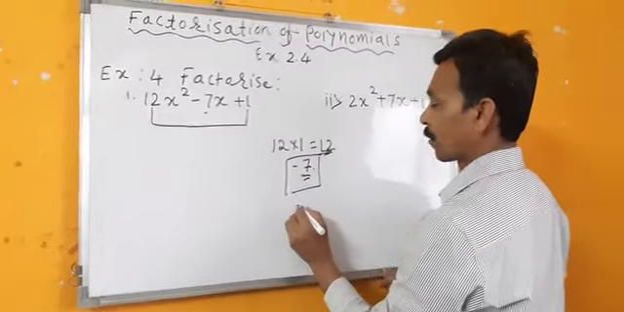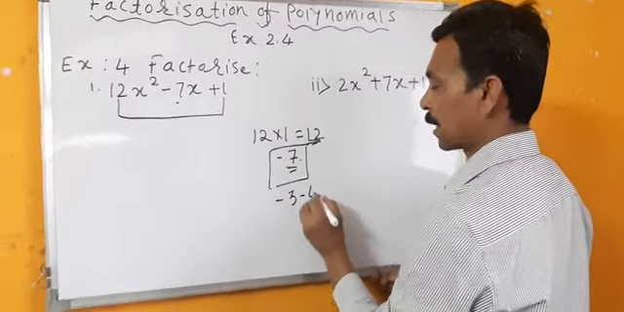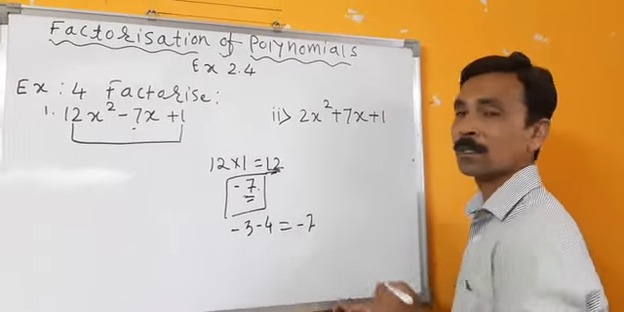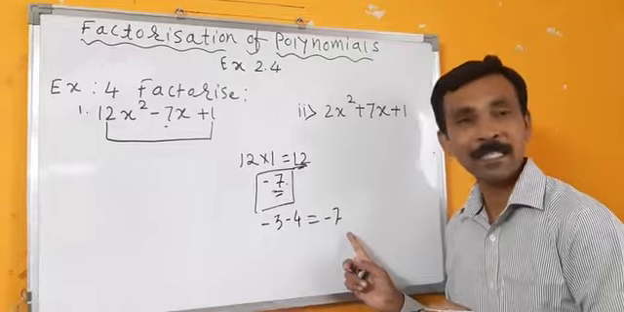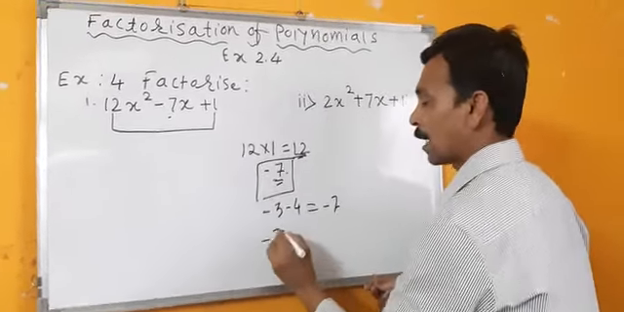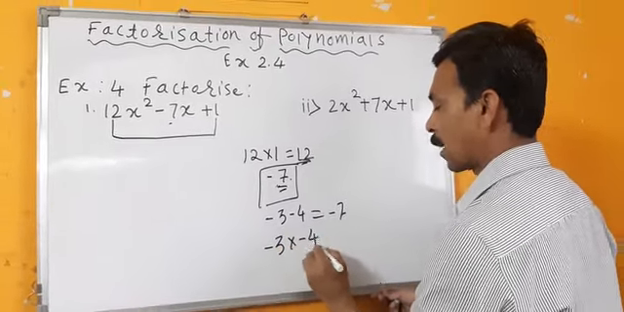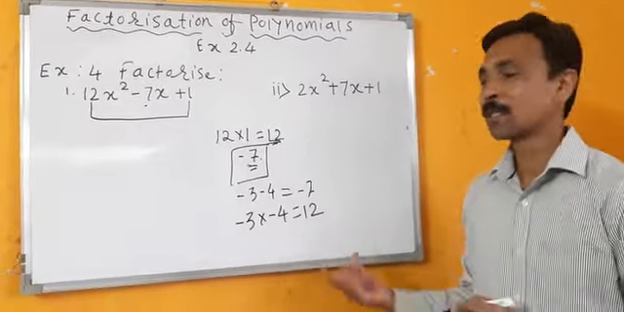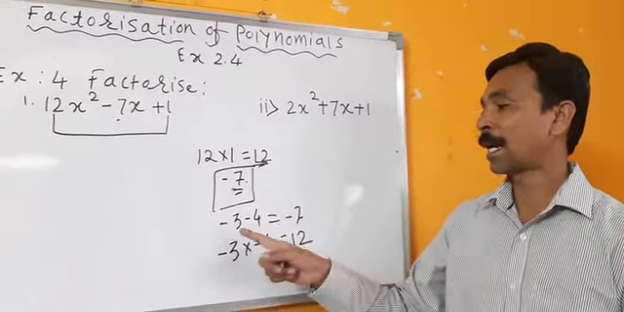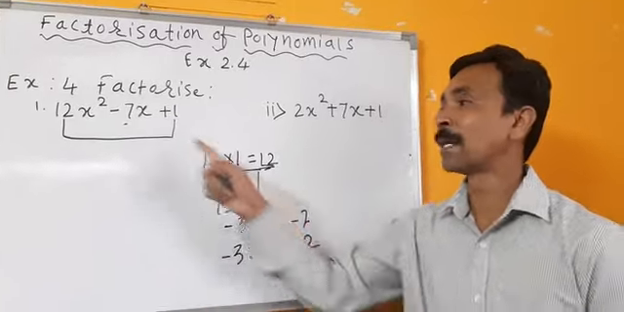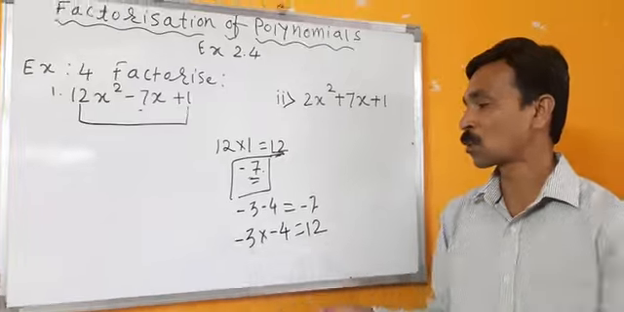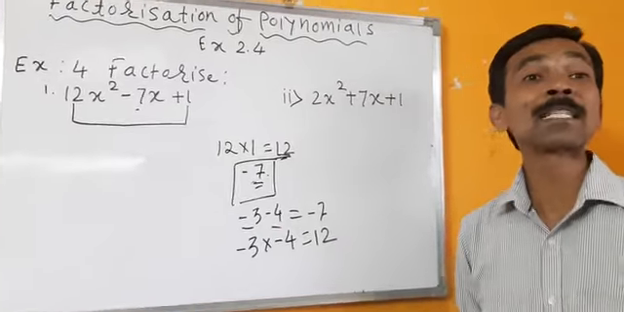Okay? Let's see. We'll see minus 3, minus 4. What is minus 3, minus 4? Minus 12 or minus 7? Minus 7, right? Minus 3, minus 4 is equal to minus 7. And multiply the same numbers: minus 3 into minus 4 is equal to 12. We got those numbers. Multiplication should be 12, and addition of two numbers should be the middle number, minus 7. So we got the two numbers, which are minus 3 and minus 4.